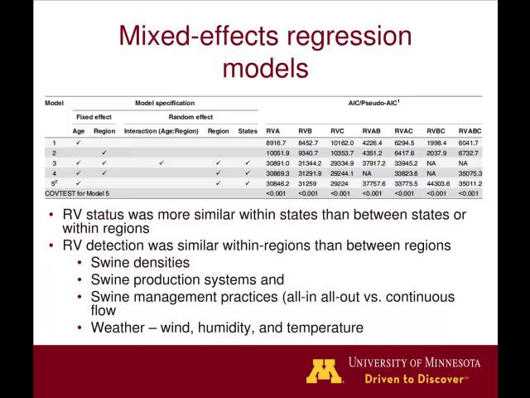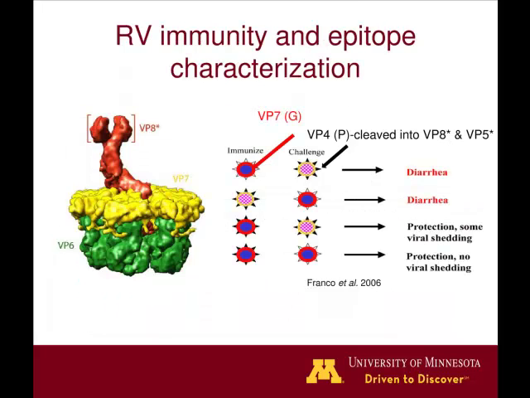So that was just a rework of a previous data set to see if we could get any more information out of it. And next we're going to move on to some work that a visiting scholar did on rotavirus immunity and epitope characterization. So again, rotavirus is a double-stranded RNA virus composed of two major glycoproteins. We have the VP7 and then the VP4, which is broken down into the VP8 and VP5.